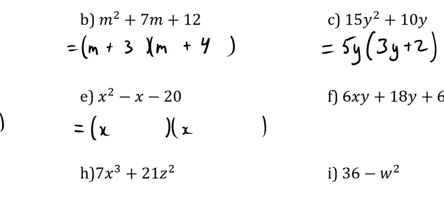And so the numbers in this case, they also have to have a difference of 1. When I subtract them, I'm going to get 1. So it's going to be 5 and 4. 5 times 4 is 20. 5 minus 4 is 1. Which one gets the negative? Is it 5 minus 4 or 4 minus 5 that gives me a negative 1? And so it's going to be 4 minus 5. So positive 4 and negative 5.